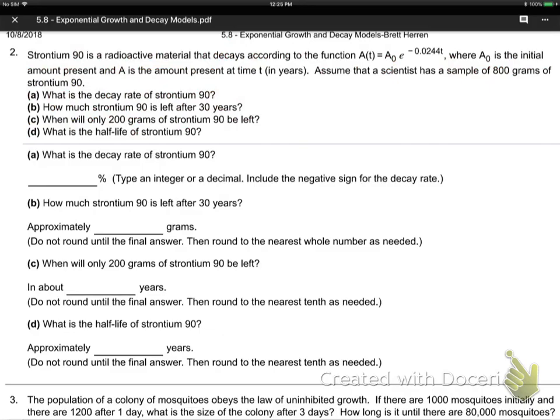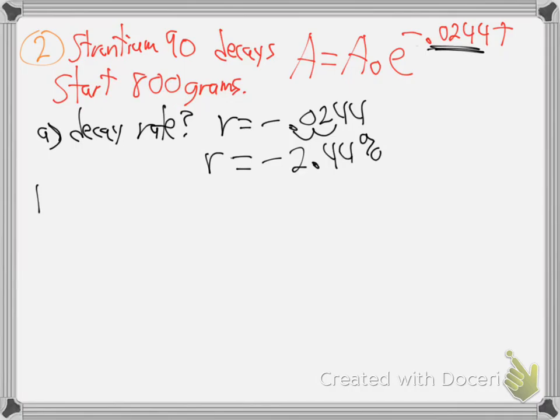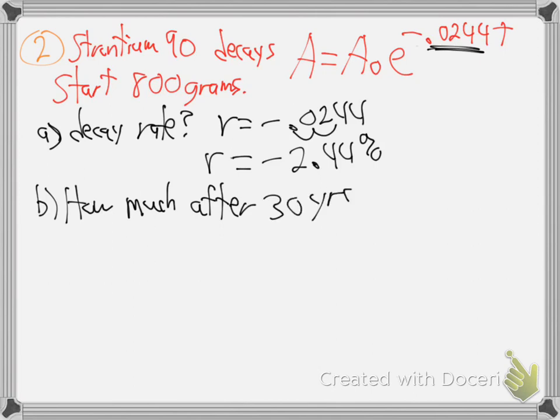Question B. How much after 30 years? These are years now, not days. So how much strontium 90 is left after 30 years? If you leave that lump sitting on the shelf for 30 years, it'll decay. How much will be left? We're going to use the formula.